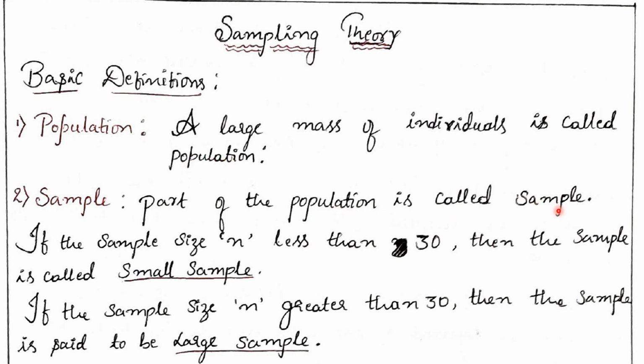In sample, we have two types. If the sample size n is less than 30, then such samples are called small samples. Samples containing fewer than 30 values are called small samples. In case the sample size is greater than 30, then such samples are called large samples. So this is the definition of sample and population.